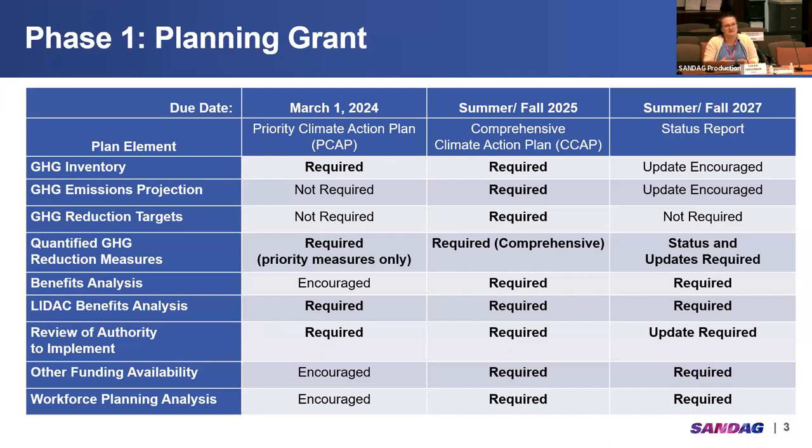Included with this is identifying the biggest bang for your buck near-term actions to reduce greenhouse gases, but there's also an analysis for low-income and disadvantaged communities. How do these priority measures, do they also prioritize underserved or marginalized communities? There'll also be an analysis of air pollution issues, health issues like that. So it's going to be broader than your typical CAP.